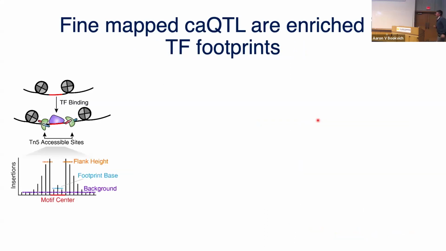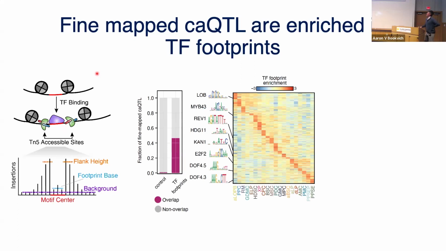All right, and because we had lots and lots of Tn5 integrations, one of the things that you can do is look for these things called transcription factor footprints. Transcription factor footprints are basically regions where you have a transcription factor that's bound. And Tn5, which is that hyperactive transposase, can't actually integrate its adapters where that transcription factor is bound, right? So it can only insert adapters flanking a transcription factor. And so we used fine-mapped chromatin QTL to see if we find any variants that have very high effect within transcription factor footprints.